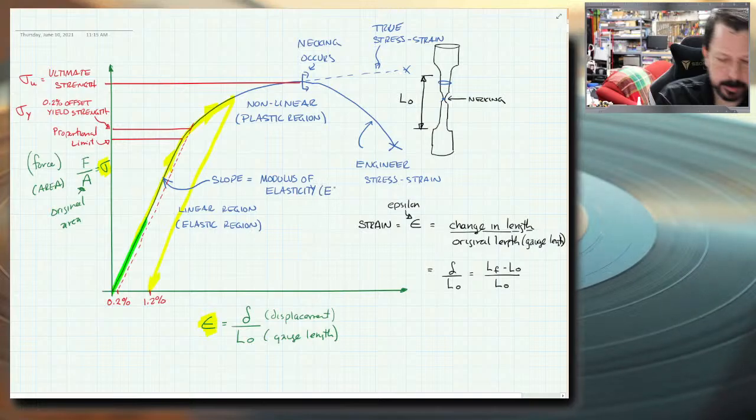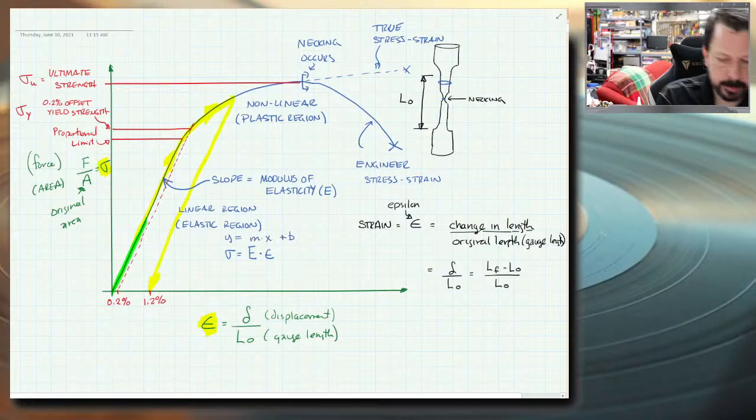And we give it a variable, capital E. That is important because it lets us write a linear equation relating stress to strain for our material. If I only operate in the linear region, the straight line region, then sigma equals the slope of that line times the x-axis. So this is just y equals mx plus b.